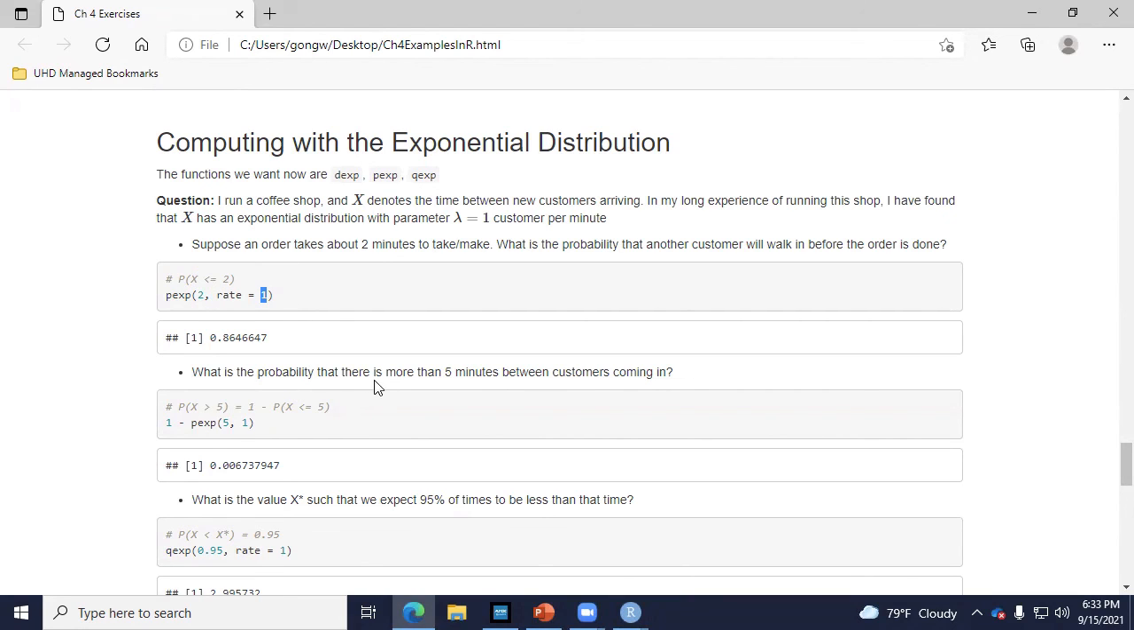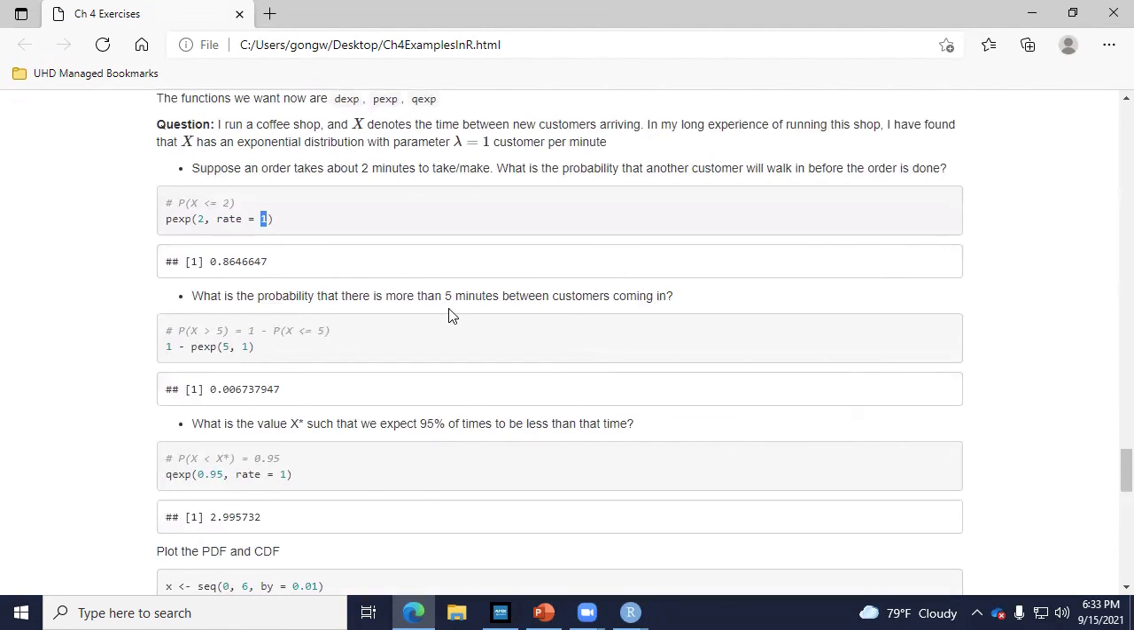And what's the probability that there is more than 5 minutes between customers coming in? More than 5 minutes for arriving time. So that's x greater than 5. When you see greater than, it's the opposite of less than or equal to, where the less than or equal to corresponds to our CDF. So that's what we can get from this pexp. This is something very easy to forget. You do the 1 minus.